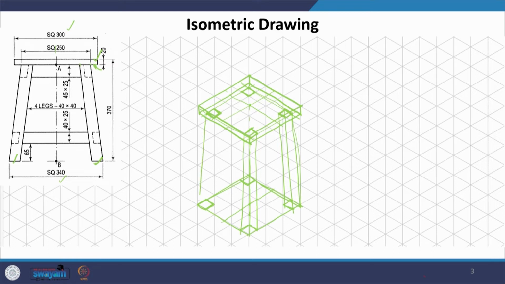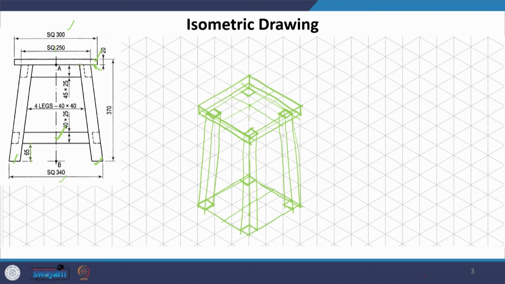You have to be just careful about what you are joining, and the more you practice, the clearer your idea will be of how it is going to be seen. Now, we have drawn the legs. Now, what we have is these horizontal connectors. Okay. So, this is what we are going to draw. Now, if you look at this, this is going to be slightly inclined because this is what this plane is going to be. Now, this is at a height of 65.